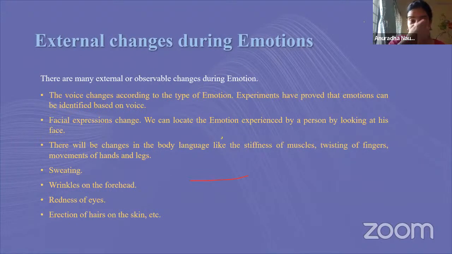External and other changes can be sweating, wrinkles on the forehead, redness of eye, erection of hair on the skin, like getting goosebumps, that can also be an emotion.